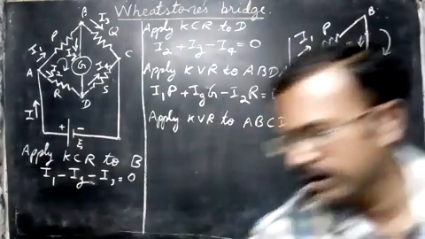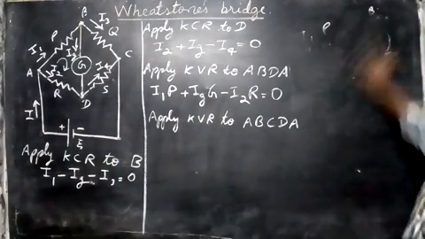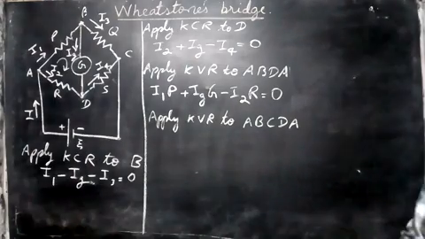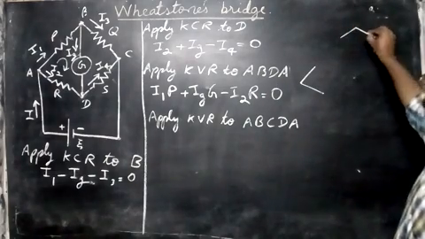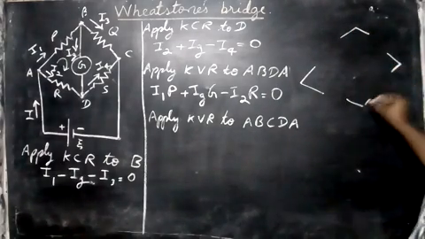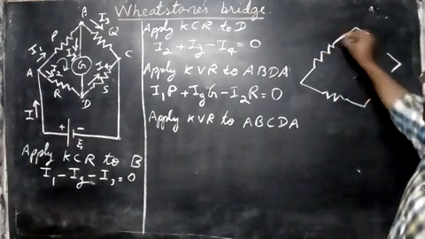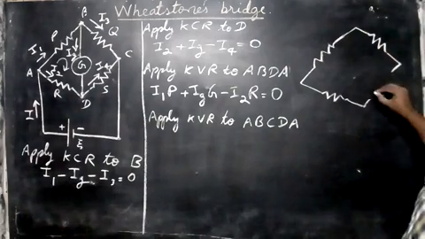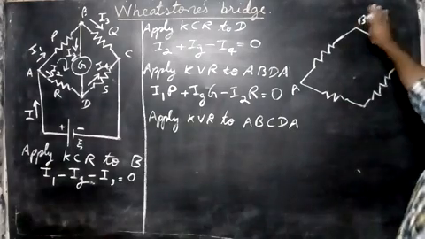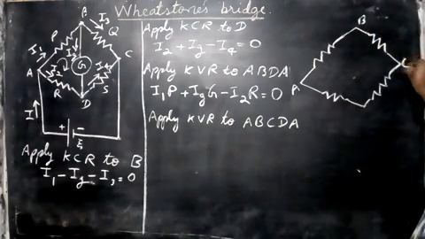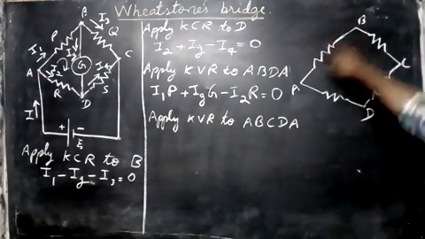I'll rub this and draw that also. A, B, C, D, A. So it's like this way. Resistors here, another resistor here, resistor here on top, and the resistor this side. This point is A, B, C, D, A. We do not take the galvanometer now. Just see, I'm taking this one part only.